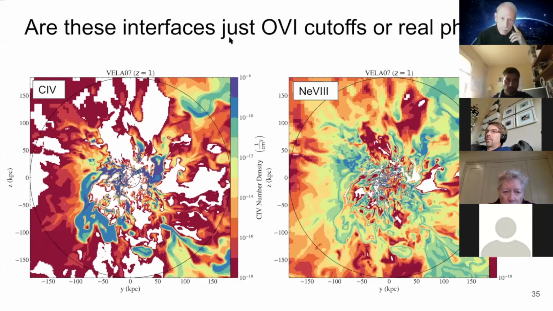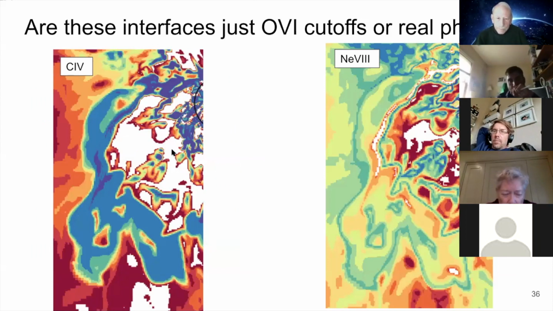So to talk about the first one, are these interfaces just oxygen 6 cutoffs, or are they real physics? Here are two ions that are not oxygen 6. This is carbon 4 and neon 8, which are similar in that they're all lithium-like. They all have 3 electrons remaining. Do the math on that. But this one has a lower ionization energy, and this one has a higher ionization energy. And so let's zoom in on this main big feature here, this big cloud that we've been looking at.